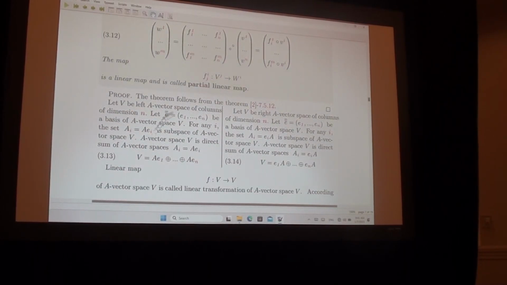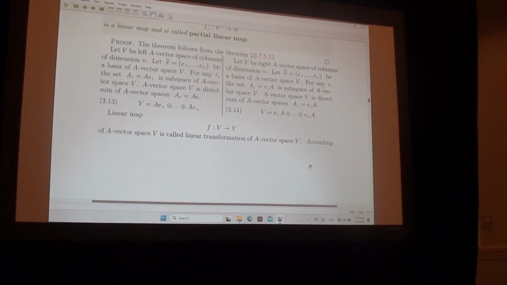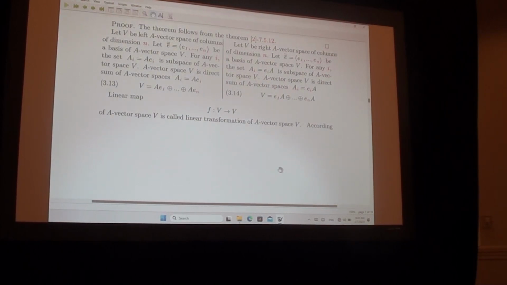Let V be a vector space of columns over the field F, and E be a basis of the vector space. For any i, the set A_i equals A times E_i, a subspace of the vector space E. And the vector space E is the sum of the subspaces A_i. A linear map F of the vector space E is called a linear transformation of the vector space.